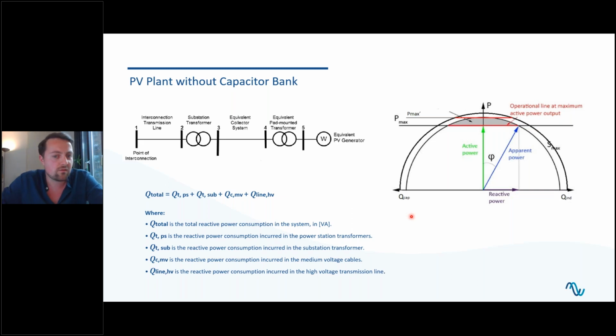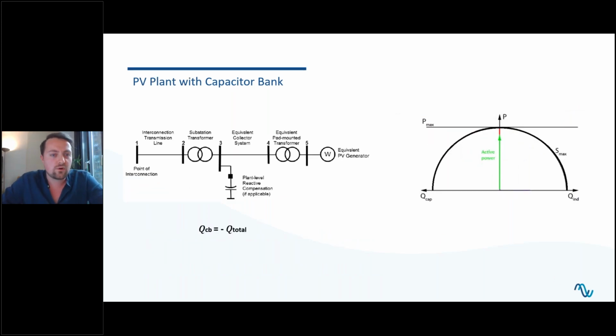Both of them have their own costs. The first cost is because we're reducing the power availability, so the energy that you can produce and inject into the system. And the second one is costly because you need to increase the number of inverters in the system.